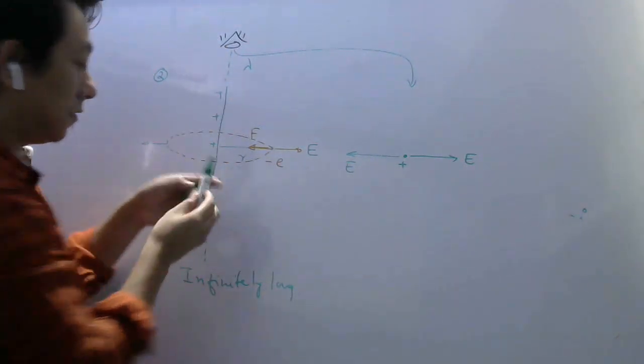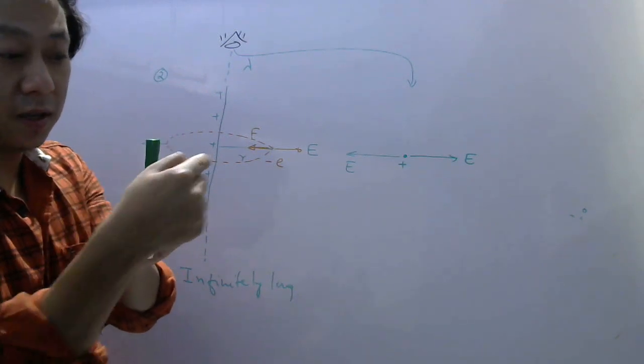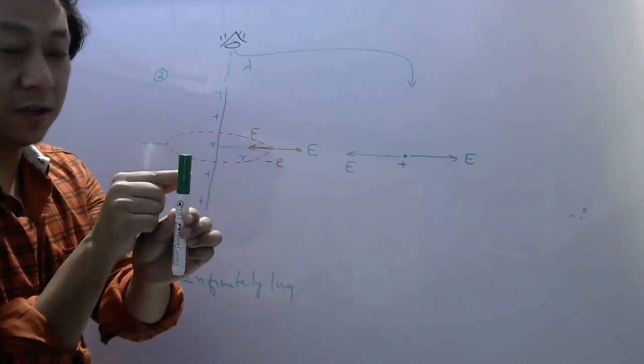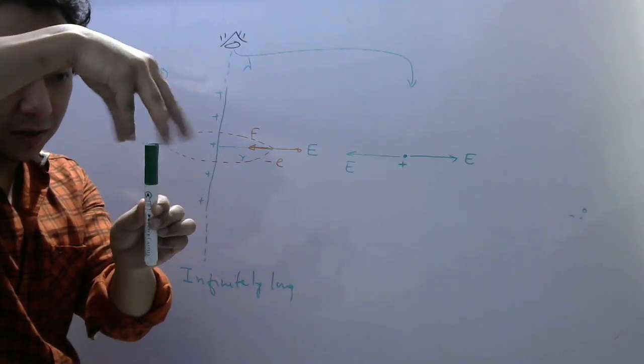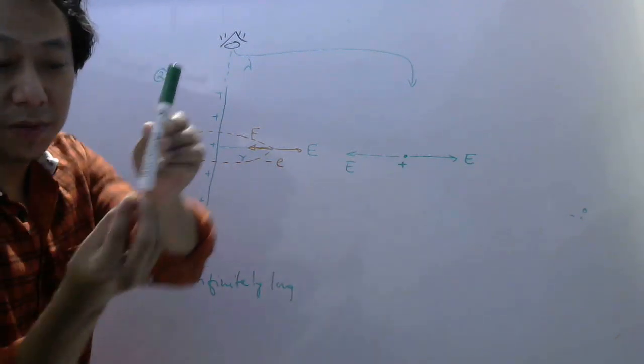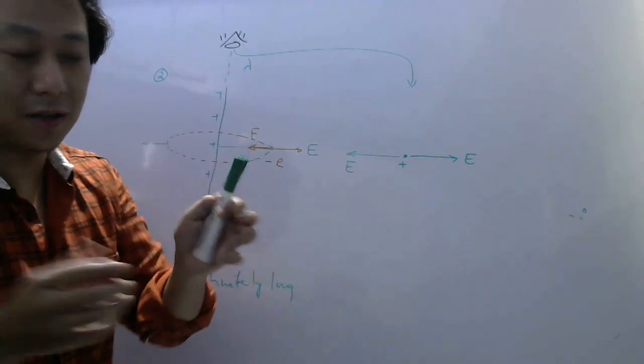So if this is a line charge, the electric field here is this way. Here it will be that way. Here it will be this way. So the electric field will be basically like this. Understood? It will be in a way radially outwards, but not in all directions. Okay, so only like this.